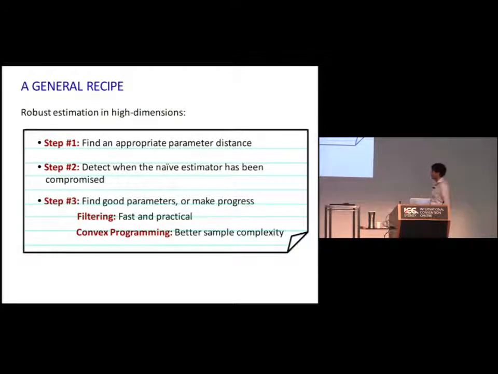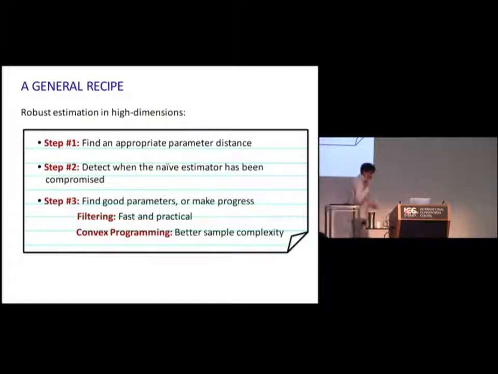What I want you to get out of the first part of this talk is I want to show you that robust estimation in high dimensions actually becomes pretty formulaic when you understand it in the right way. In fact, there's a general recipe for how to go about looking for robust estimators in high dimensions.